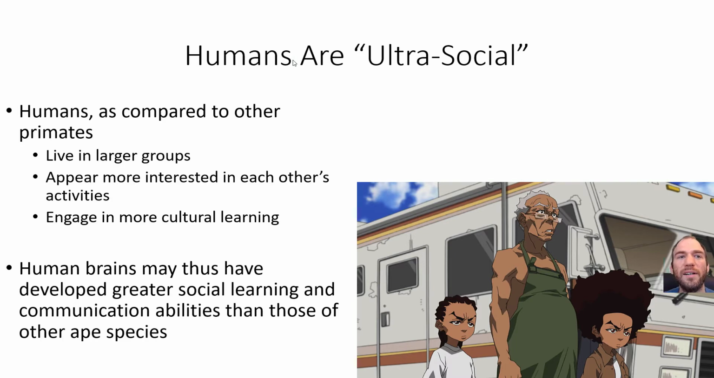With that in mind, these researchers came up with the idea that humans are, quote, ultra-social. Humans, as compared to other primates, live in larger groups, appear more interested in each other's activities, and engage in more cultural learning. Human brains may thus have developed greater social learning and communication abilities than those of other great apes. So, aside from all those other things going on, this elevated neocortex ratio also reflects the type of learning that occurs within humans.